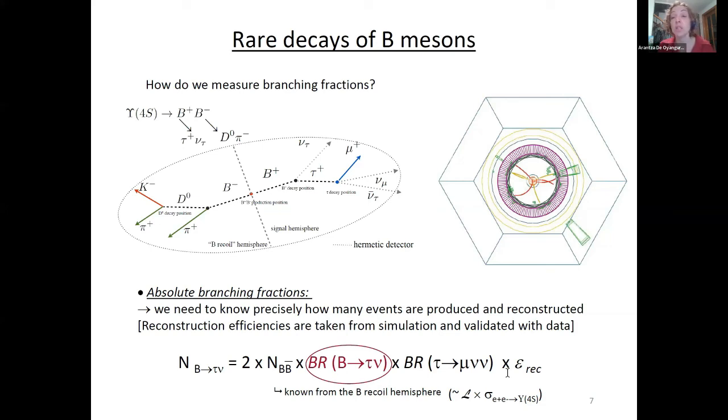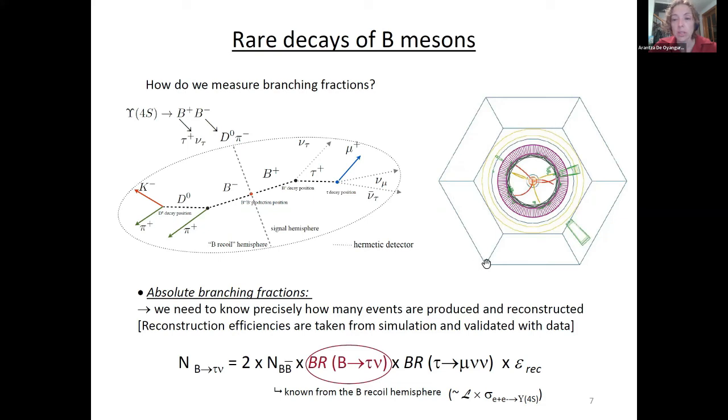Okay, this depends on the experimental environment that you are in. So in the case that you are, for instance, at the ε4s energy, and you have to measure the final state, you can measure absolute branching fractions. That is, I can reconstruct precisely all the events because I have a very good and hermetic detector. Let's say Belle II, BaBar, or Belle.